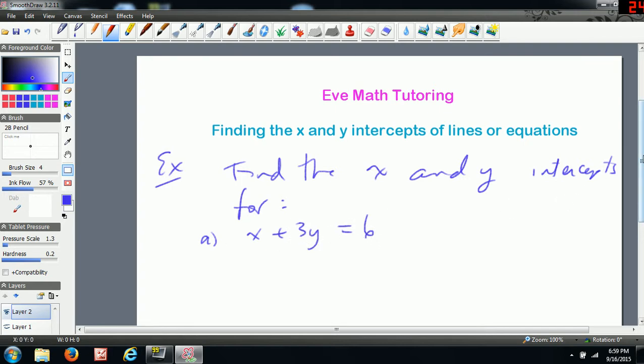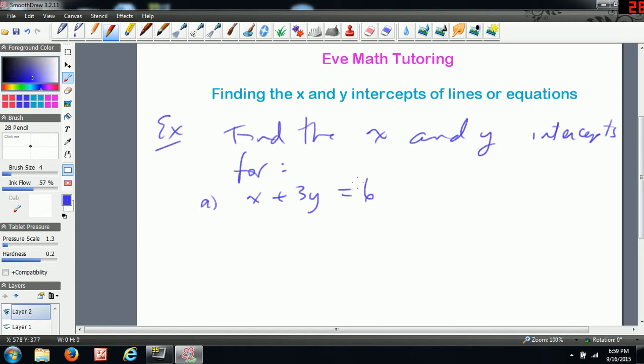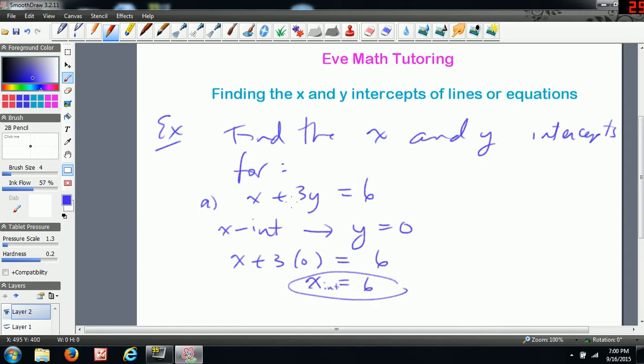So this is actually a line, it's also an equation. To find the x-intercept, you set y equal to 0. You just set the other one equal to 0. That's how you can remember. Then I solve for x. I plug in 0 for y, and then I get x equals 6. So this is my x-intercept for this line, where the line crosses the x-axis. The line crosses the x-axis at the point 6, 0.